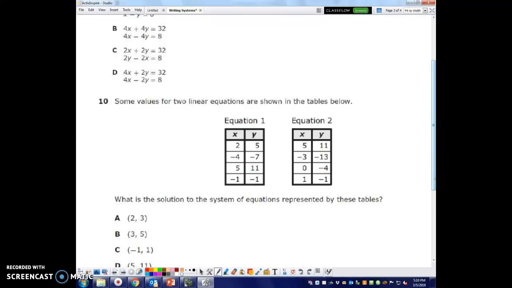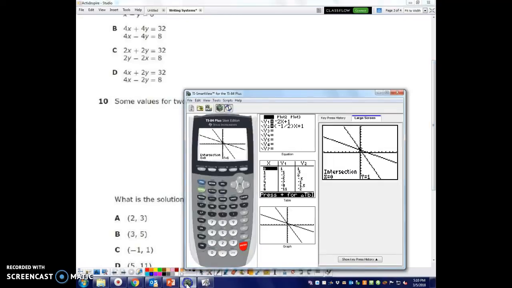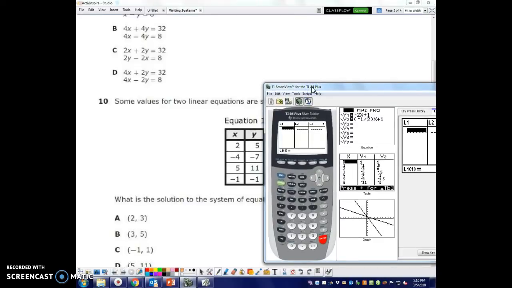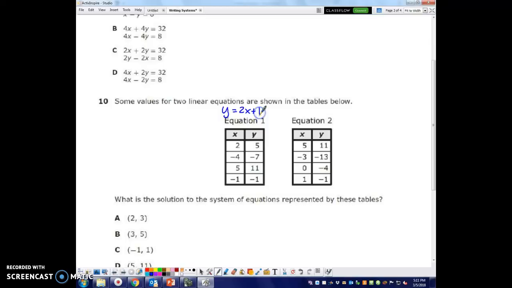Okay. What is the solution to the system of equations represented by these graphs? Or by these tables? I'm going to use stat. So go to stat, edit, type in this table. We have 2, negative 4, 5, negative 1, 5, negative 7, 11, negative 1. Stat, over to calc. This is linear, so it's 4. Y equals 2x plus 1. So this is y equals 2x plus 1.